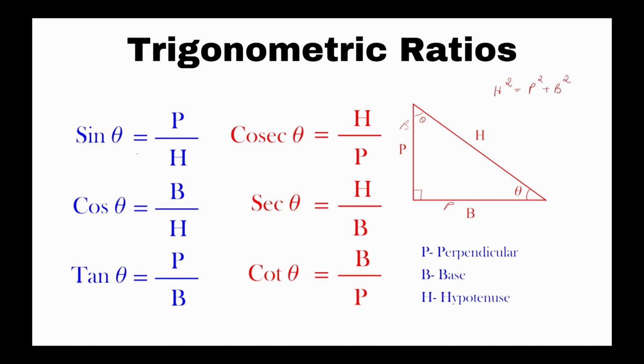Now again, finding out your sine. Sine is a trigonometric function. Finding out the sine of this theta would be simply perpendicular by hypotenuse. Cos is base by hypotenuse. Tan is perpendicular by base. Now again, it is recommended for you to remember all these things.